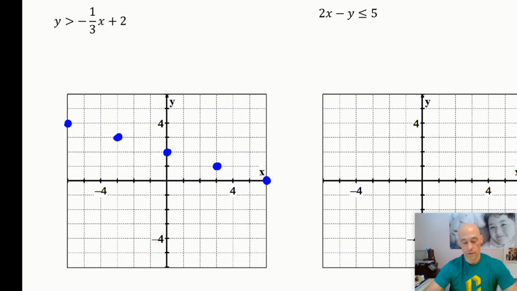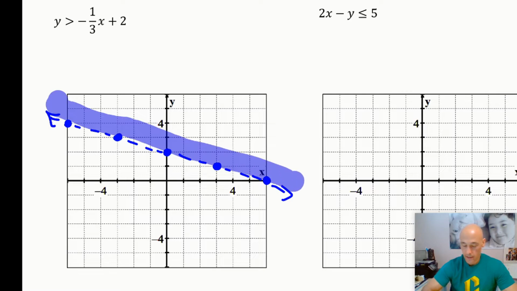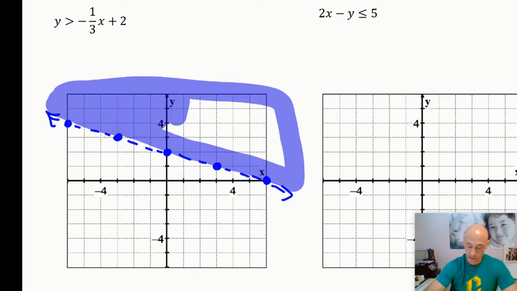So we have those. Now, as I said, there is no equal sign here. So this is going to be a dotted line that goes through these points, and it extends beyond them. Now, because y is greater than, we know that we are going to shade above the line. And I can verify then using a test point.